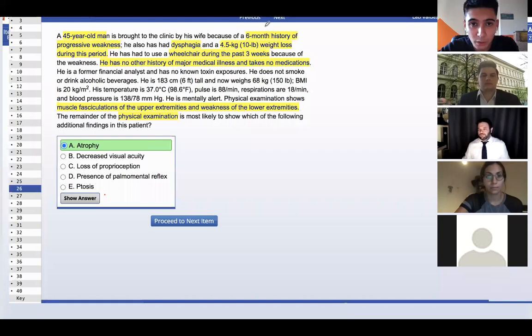Okay, let's have a look at that. So we have a 45-year-old man that comes to the hospital with a 6-month history of progressive weakness. He has dysphagia. He has lost some weight during that period.